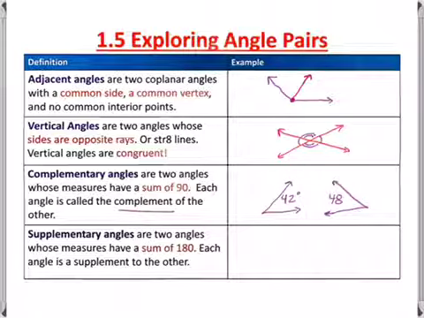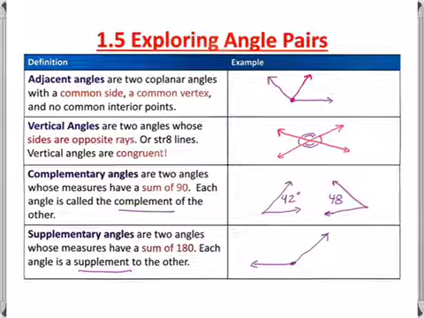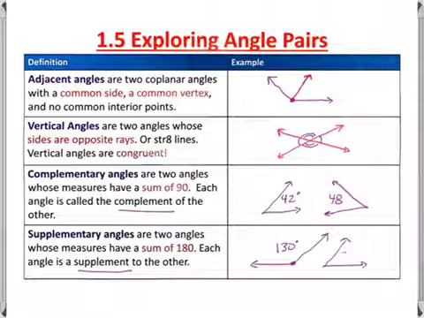Supplementary angles are two angles whose measures have a sum of 180, and each is said to be a supplement of the other, or a supplement to the other. So let's say we have one angle here. This one, let's say it's 130, and then the other angle is 50 degrees. Those two together add up to 180, so they are supplementary angles.